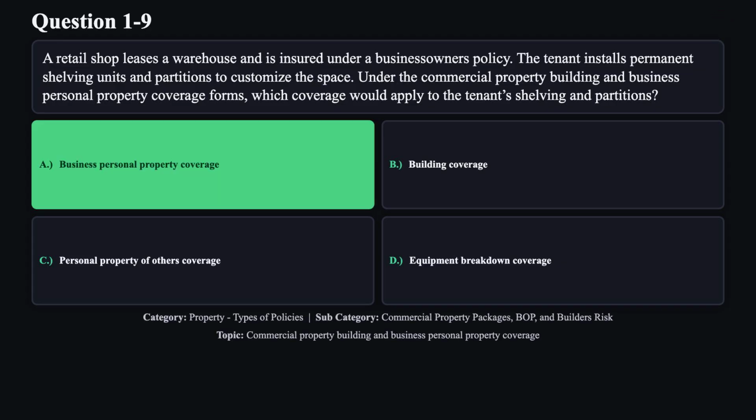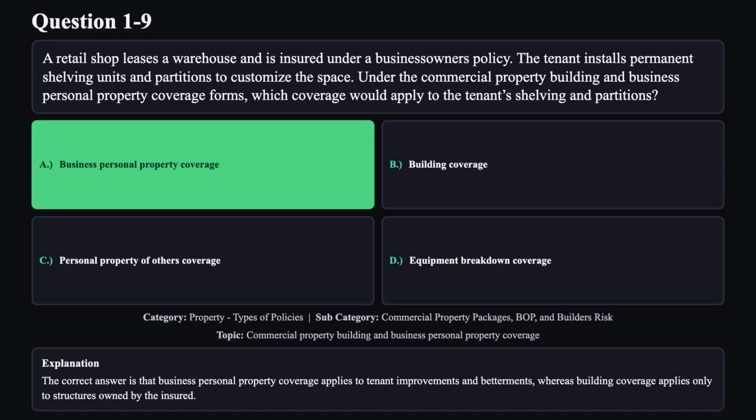The correct answer is A. Business personal property coverage applies to tenant improvements and betterments, whereas building coverage applies only to structures owned by the insured.